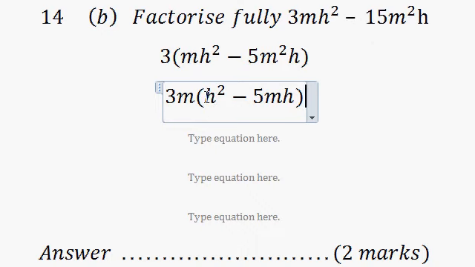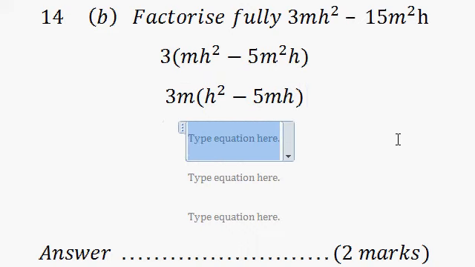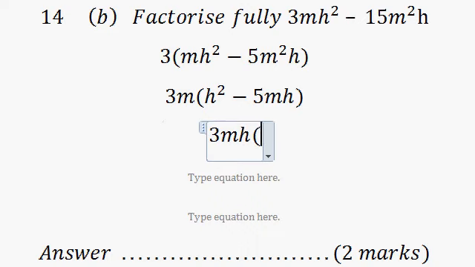And lastly, check again, do they have anything in common? Does what's inside the brackets have anything in common that we can factorize out? h squared and minus 5mh. Can you see anything that they have in common? Yes, they both have h in common, so you can factorize out h. Instead of writing 3m outside the bracket, write 3mh, open bracket. We just factorized out h, so now we're going to divide this by h and this by h.